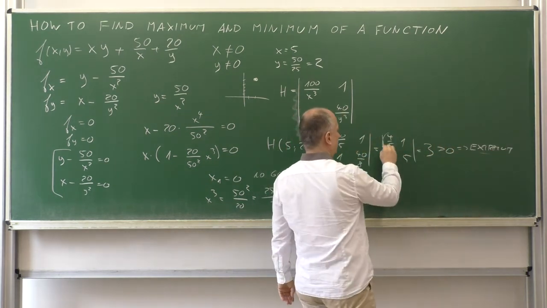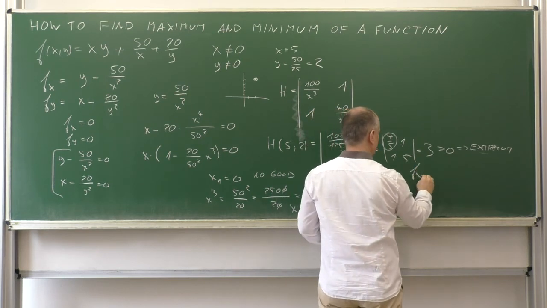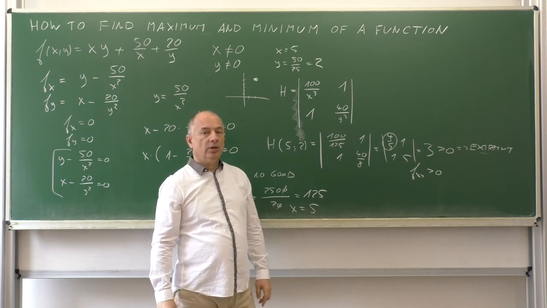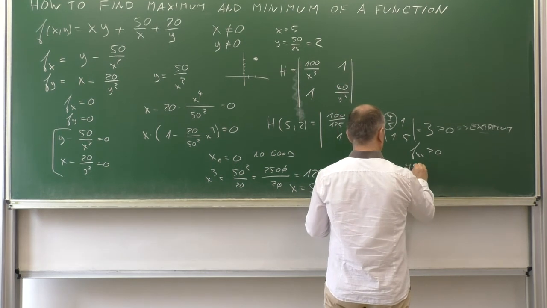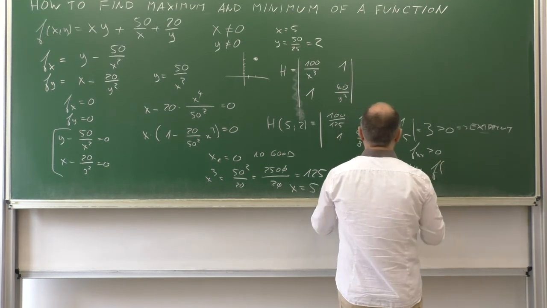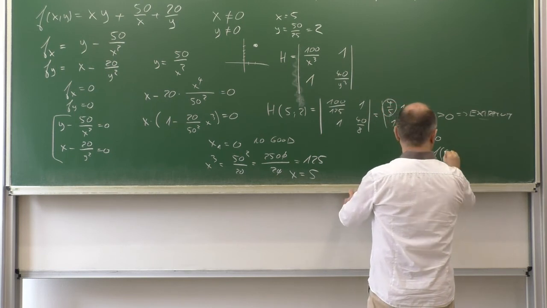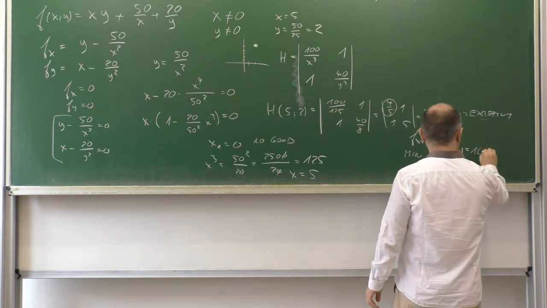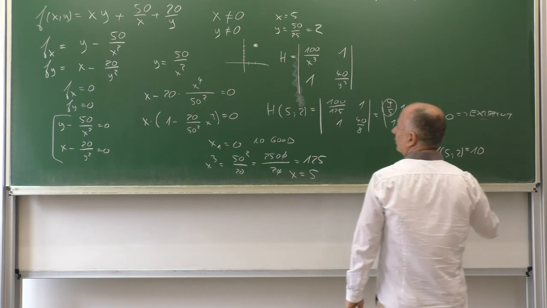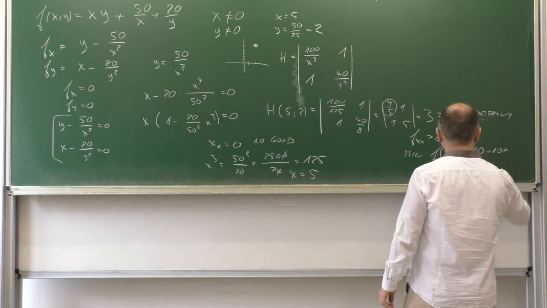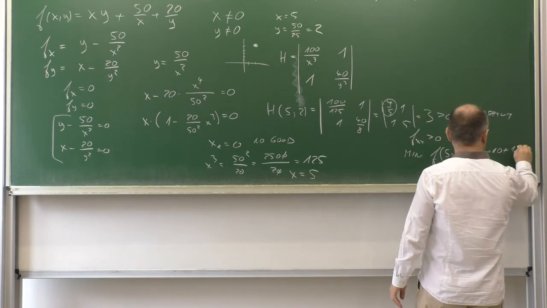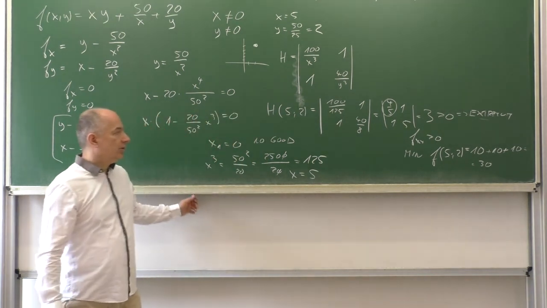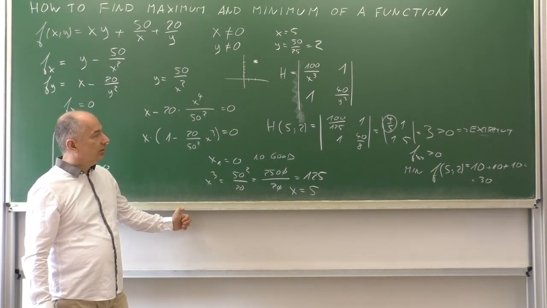And if we look at this derivative, this is positive, so we know that the point is a minimum. And we can evaluate the function at the point (5, 2), which will be 10 plus 10 plus 10. So this function has a single stationary point, and this is the minimum at the point (5, 2), equal to 30.